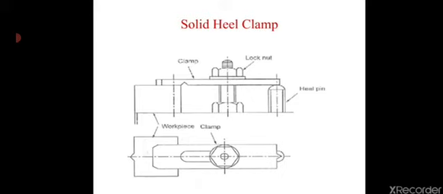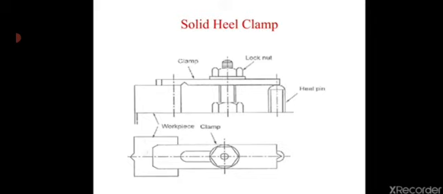First one is solid heel clamp. In solid heel clamp, the heel is solid and one piece with the clamp. The clamp is constrained from rotation during clamping by a pin at the heel end. For loading and unloading the workpiece, the clamp is rotated through 90 degrees. The clamp stud should at least be of 10 mm diameter and must be close to the toe end of the clamp.